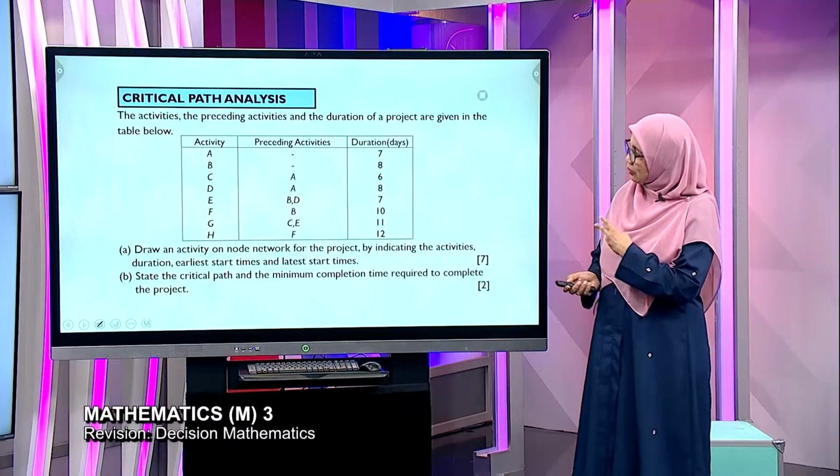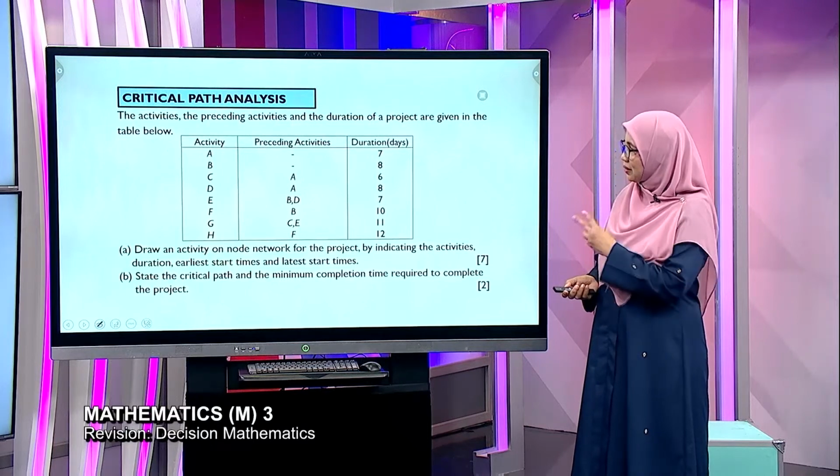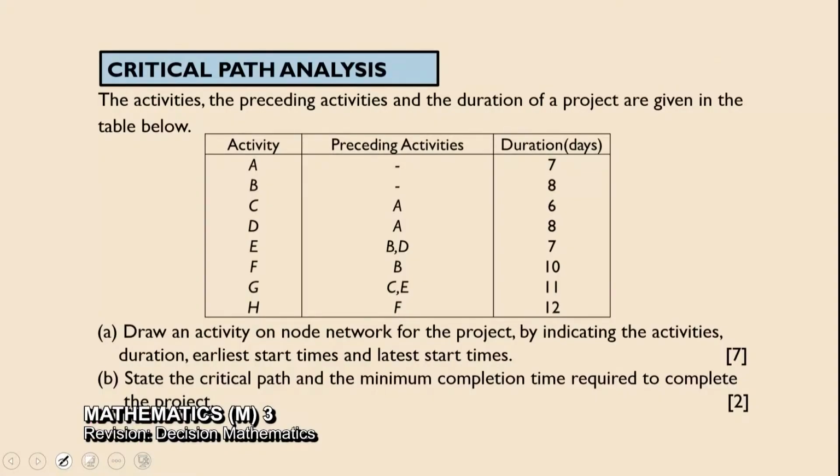Okay, for the critical path analysis, this is the question. Normally they will give you a table to show the activities and the duration. Make sure you know how to read the table. It looks complicated, but the tip is I always say to my students, activity. We start with activity A, B. C is after A. Instead of saying that the preceding activity of C is A, we always say C is after A, D is after A, E is after B, D, and so forth. This is how we read the table.